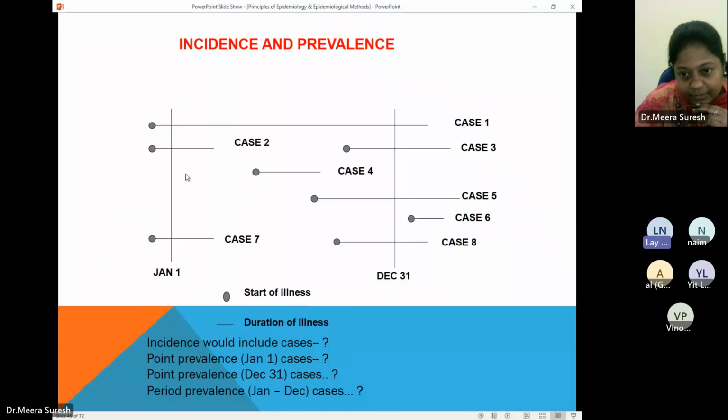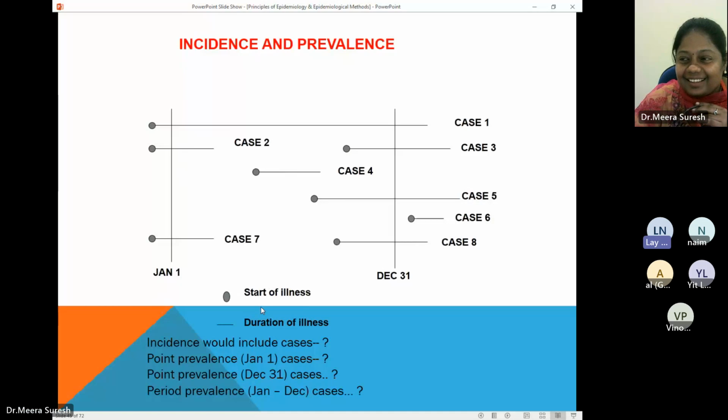I don't get your point. You don't have to calculate prevalence. We have a formula also, but you just need to say among these 8 cases on January 1st, who all are having the disease? How many in total? One, two, seven. So 1, 2, 7. Yes, that's it.